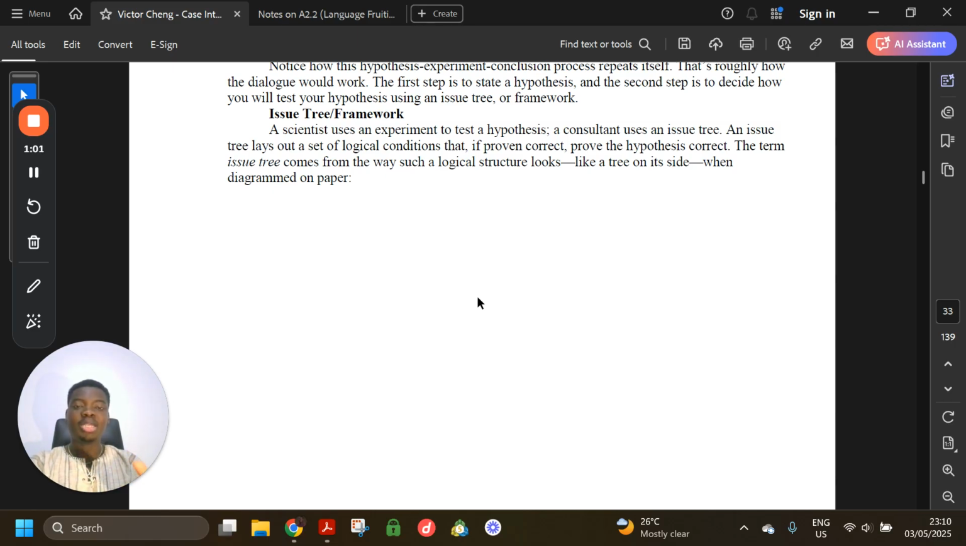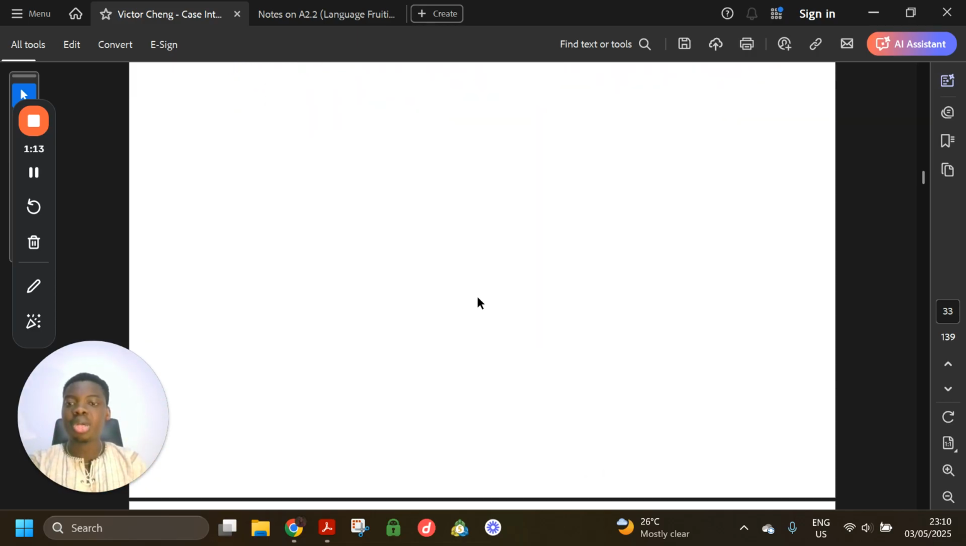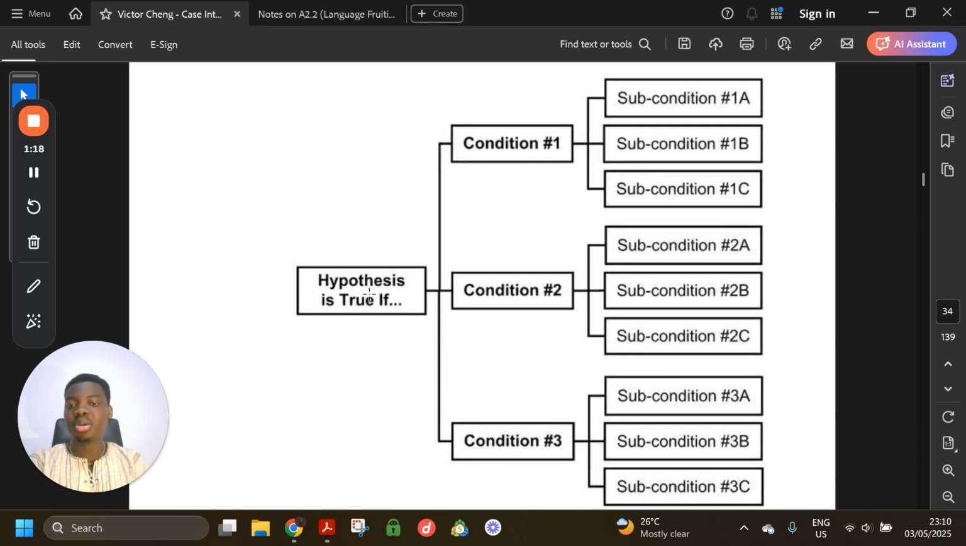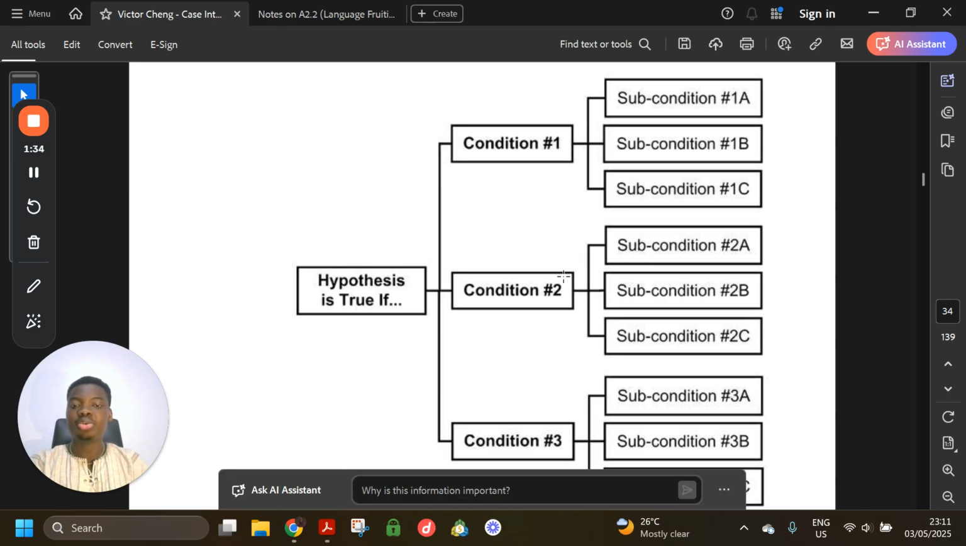So it's called an issue tree because it's like a tree on its side. Instead of having the trunk and then the branches, you turn that on its side and you have the trunk and the branches. I'll show you the diagram that explains this. So think of this as the trunk and these are branches. And the hypothesis is only true when condition 1 is true, and condition 1 might have subconditions, 1a, 1b, 1c, and condition 2 and 3 as well are true.